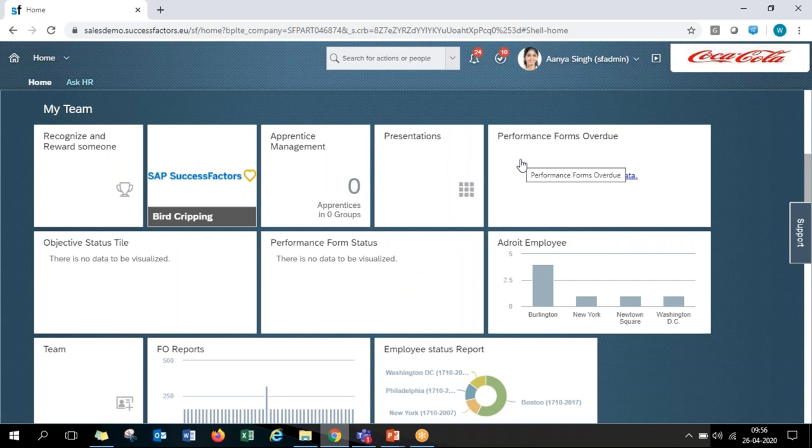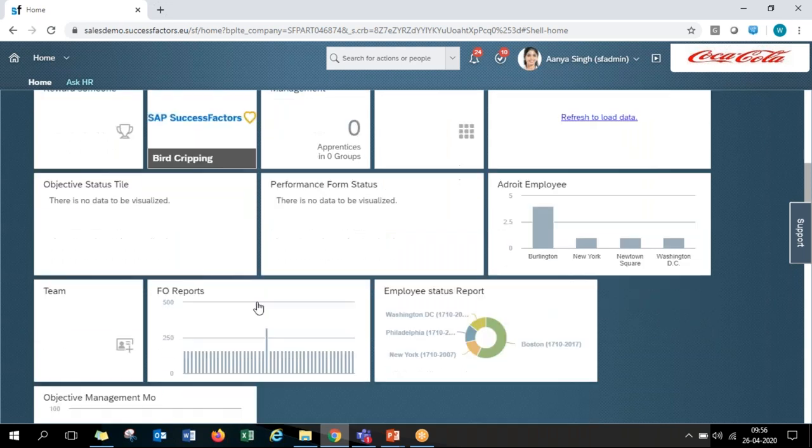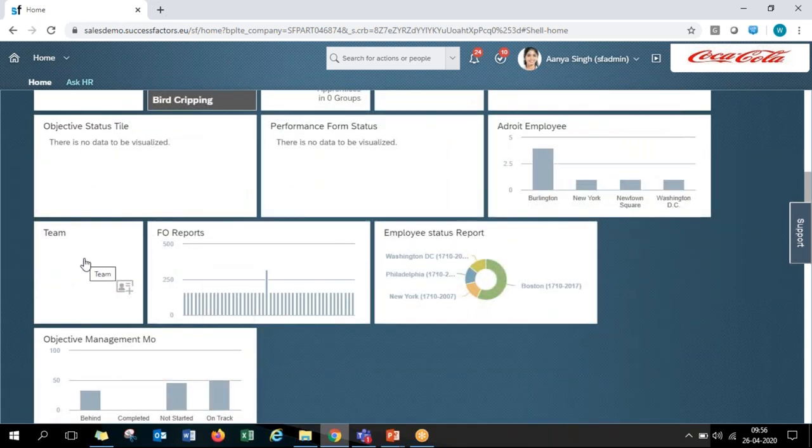Clicking on this performance process will take you to some internal part of the performance. Clicking on this team will take you to your subordinates that are present in the system. This gives you exposure of some data with respect to employee data. Okay, some analytics at your fingertip access at the home page itself.